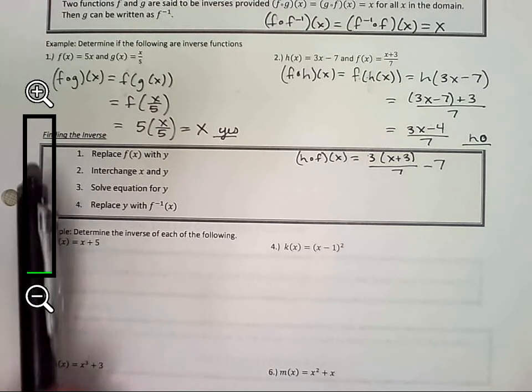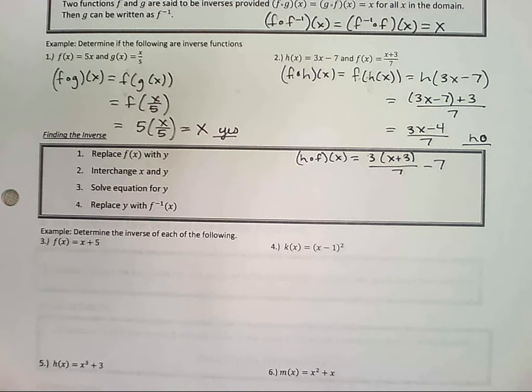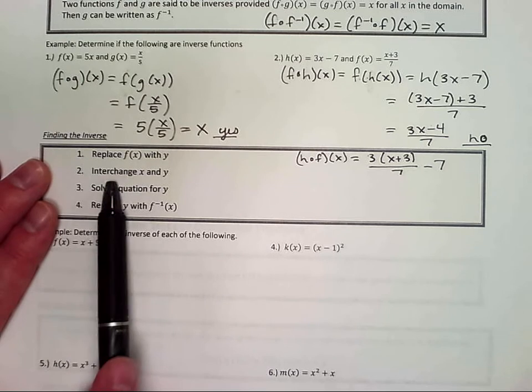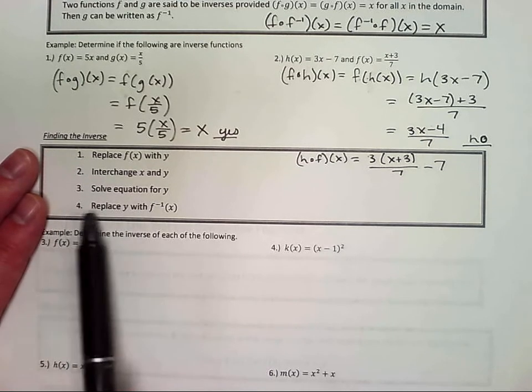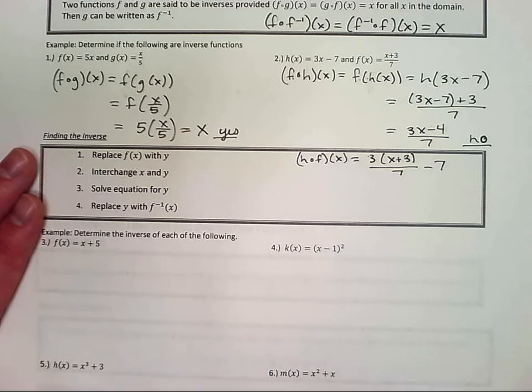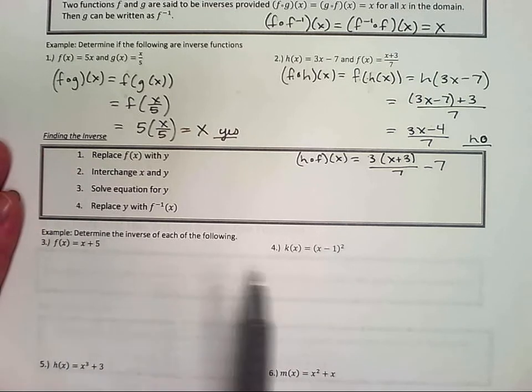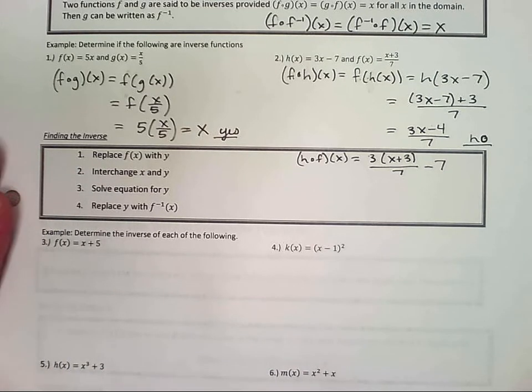Okay, so now let's do the steps for finding inverses. Step 1 is replace f of x with y. Step 2 is interchange x and y. Step 3 is solve the equation for y. And step 4 is replace y with f inverse of x. So we're going to be given functions, and we're just going to go through those steps in order to find the inverse. So determine the inverse for each of the following functions.